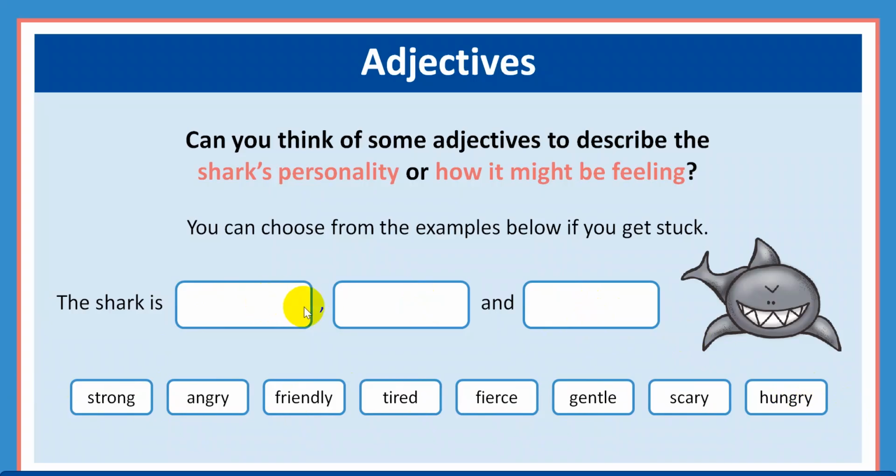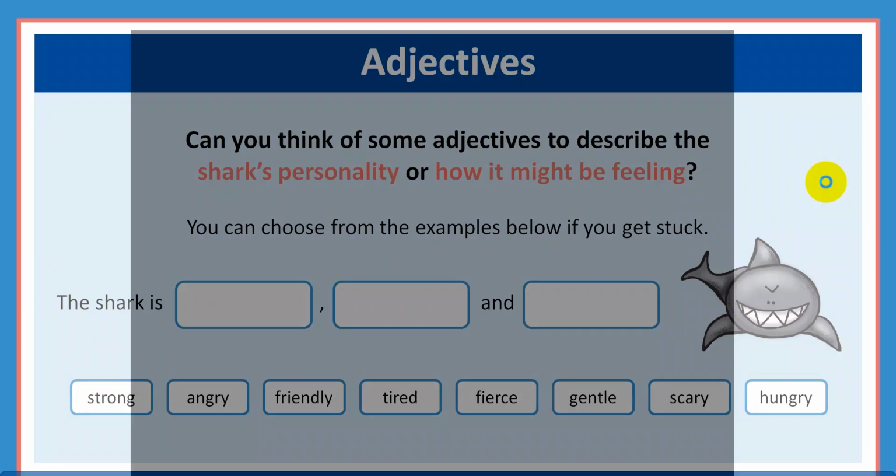So you can say the shark is friendly. Yeah, this is its personality. The shark is friendly, gentle, and scary. Three words that describe the personality of the shark. You can say the shark is strong, the shark is tired, the shark is hungry. Use any of these adjectives to describe the shark.